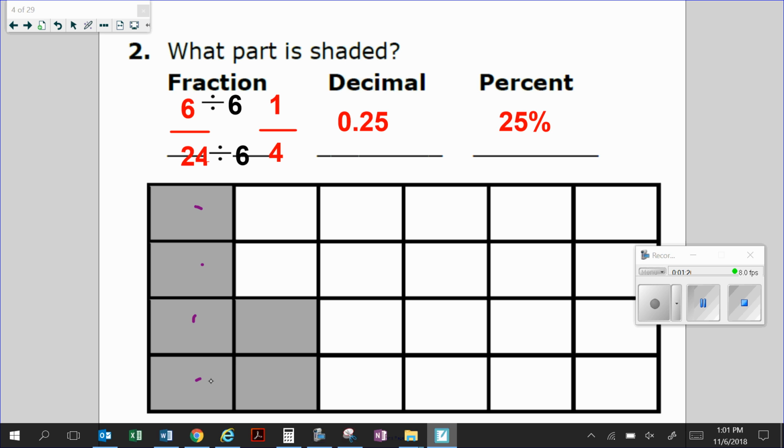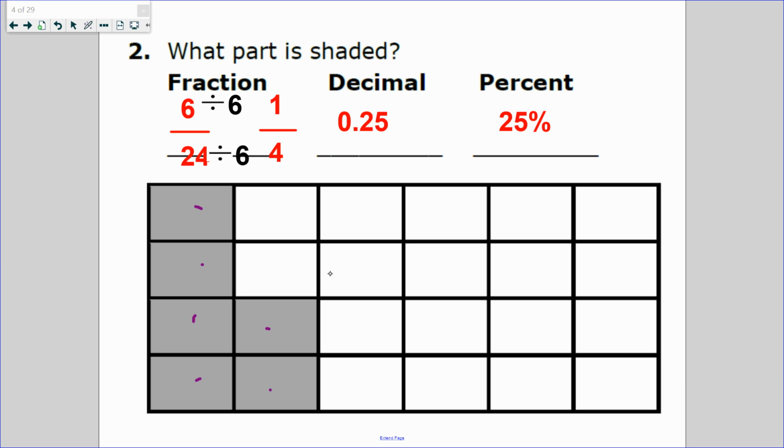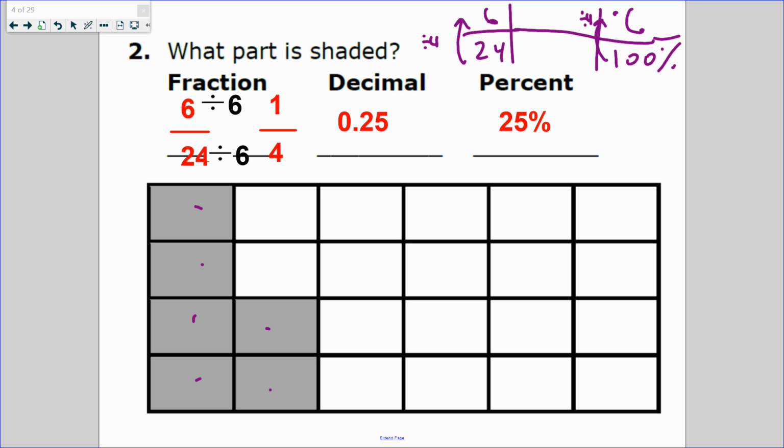Number 2, what part is shaded? 1, 2, 3, 4, 5, 6. 6 are shaded out of how many? 24. 4, 8, 12, 16, 24. So using a table right here, how can I turn this to 100%? Let's think about it. I can do an up and down relationship. 24 divided by 4 is 6, so 100 divided by 4 is 25. So 25% or 25 hundredths.